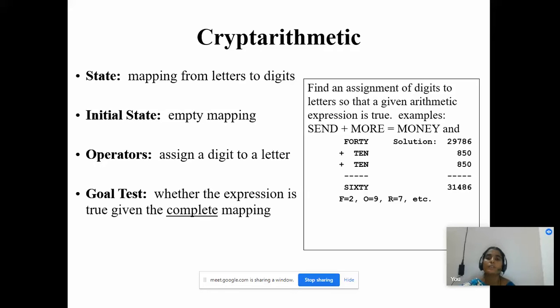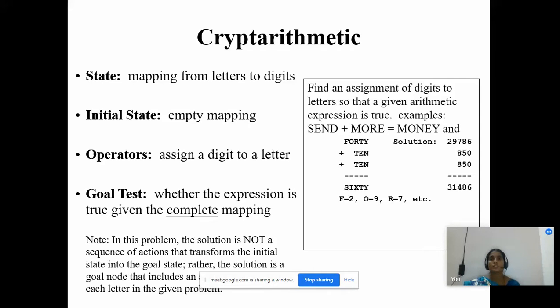The goal state is reached when, after completing the assignment, the condition is satisfied in the result. The main problem solving technique here is mapping digits to the letters, unique to each and every letter, and the solution must also satisfy that condition.